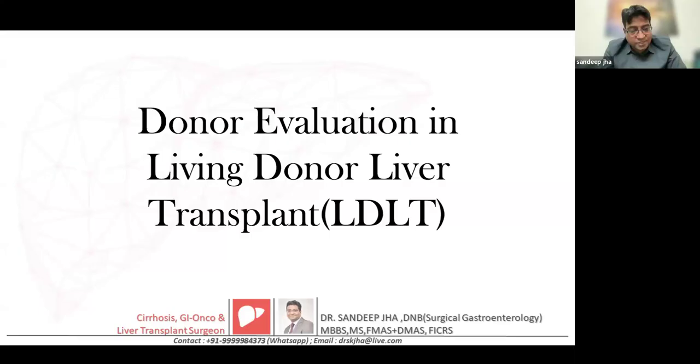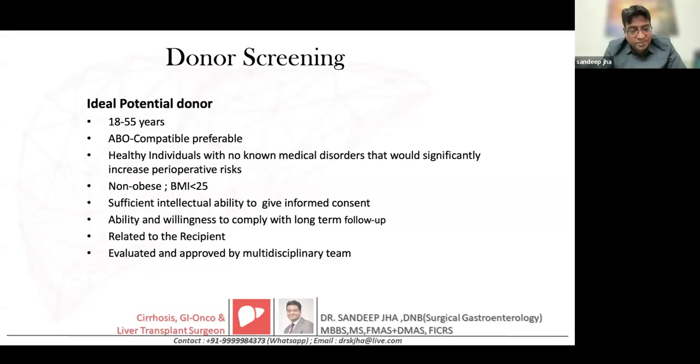So, a potential donor is 18 to 55 years, obviously with no known medical disorders. They should be lean and thin. They should be able to give consent. They should understand the process of living donor liver transplant and be ready to give an informed consent. And they should be able to comply with long-term follow-up.